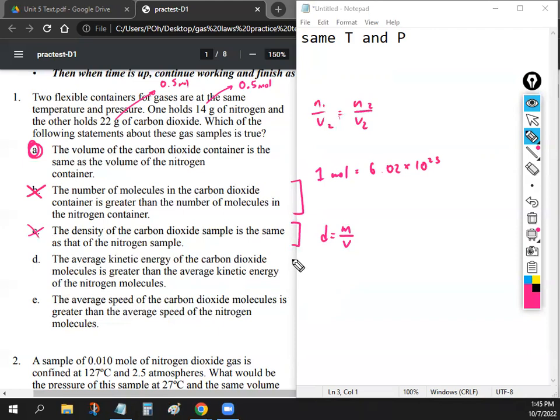Okay. Average kinetic energy of carbon dioxide is greater than the average kinetic energy of nitrogen. Now, we said that nitrogen is 28 grams per mole. We said that carbon dioxide is 44 grams per mole. But we know that kinetic energy is a measure of temperature, right? If they are at the same temperature, then obviously they're going to be moving with the same kinetic energy. And then speed, because nitrogen is smaller, it has to be moving faster because of the AMU. So this is also incorrect. So the answer is going to be A.